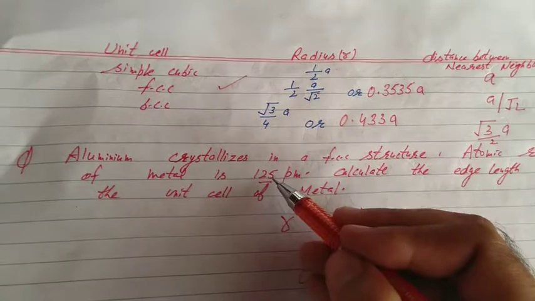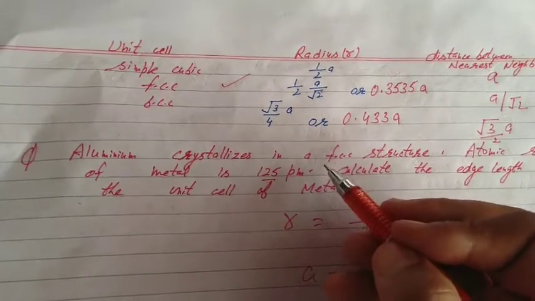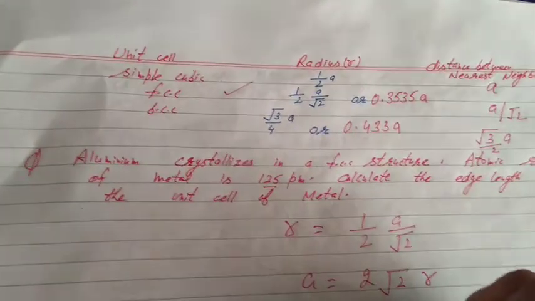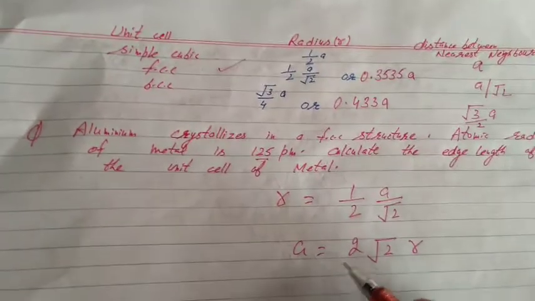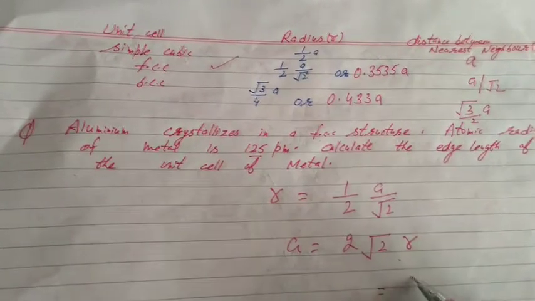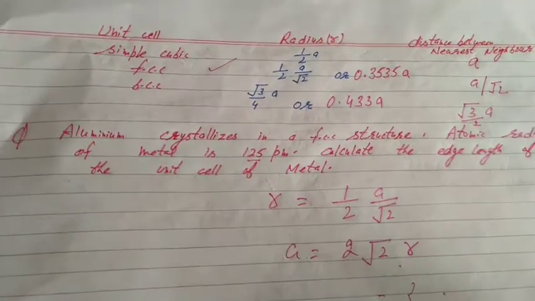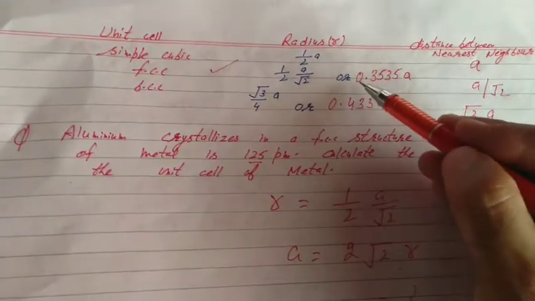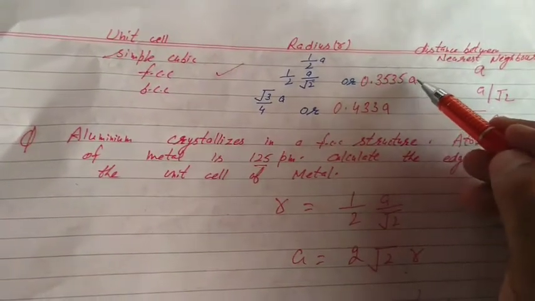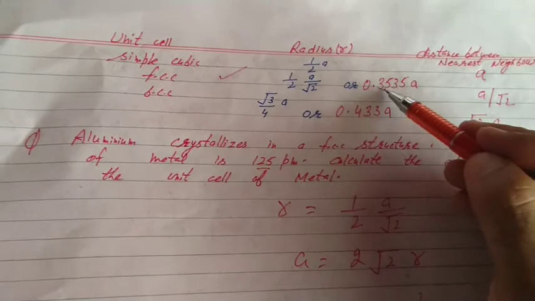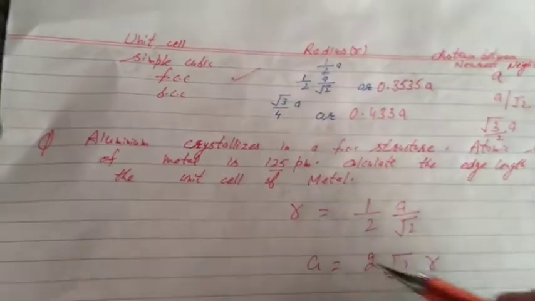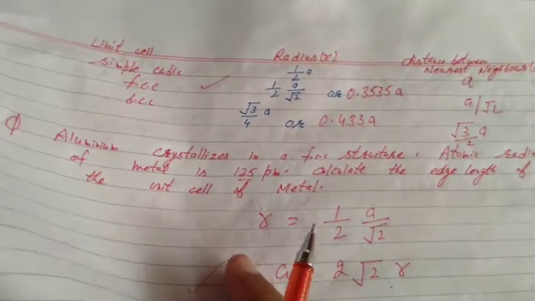Students, in this case we don't convert picometer to centimeter. It's only related to density related questions. Directly put these values, mention your answer and then mention the units picometer. Or go for the simple way, R equal to 0.3535 a, so a becomes R upon 0.3535. Please solve this and again forward it to me on my WhatsApp number.